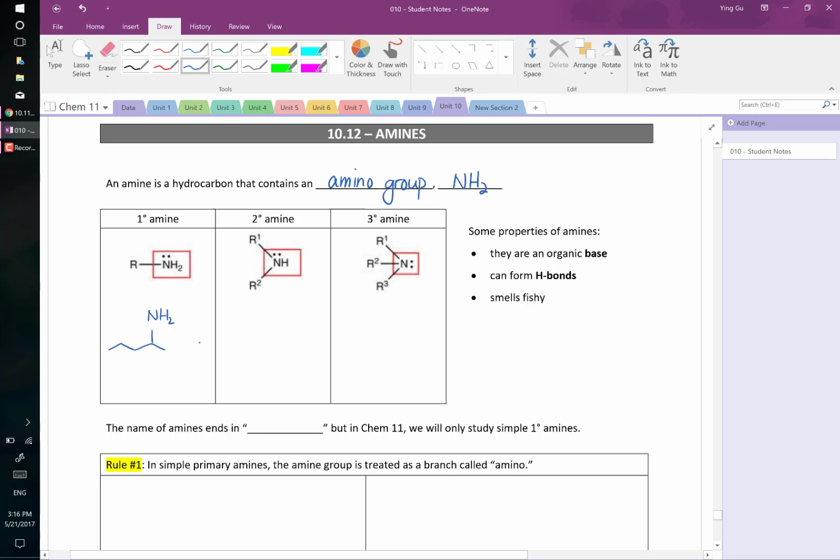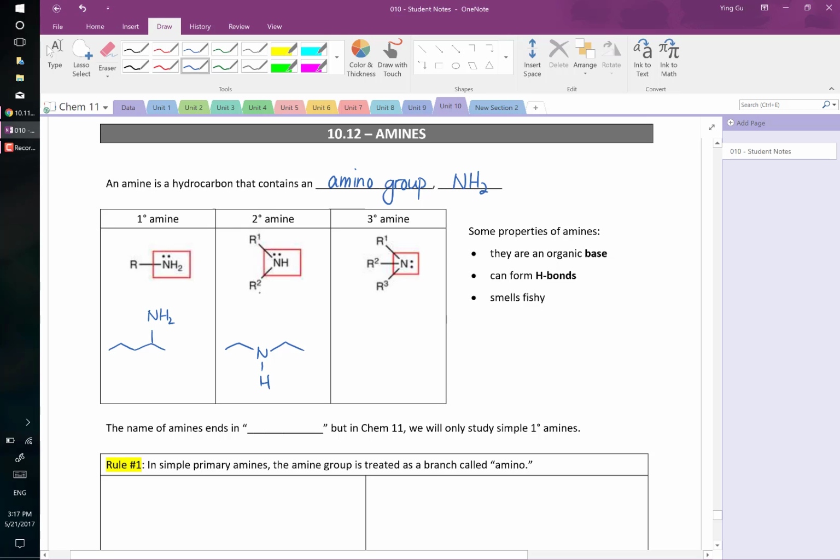A secondary amine, which the symbol is 2 degrees, is an NH group that's connected to two R groups, okay? And the two R groups could be the same or they could be different. An example might be that you have an N, which is connected to two carbons, one on this side, one on that side. So it's actually kind of wedged in between two carbon chains. This is called a secondary amine.